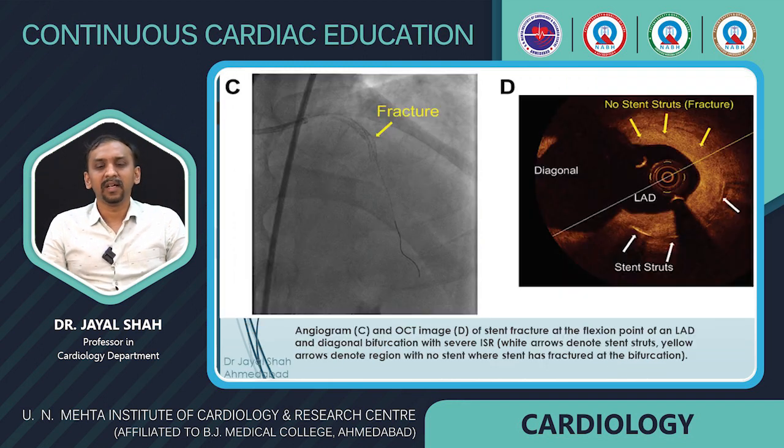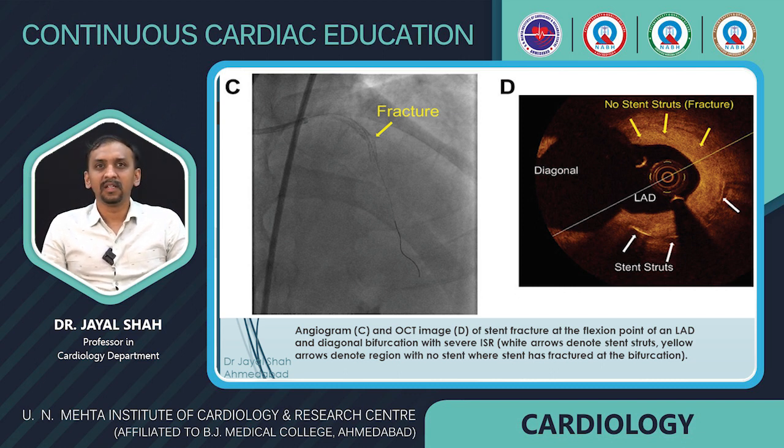This is a typical angiogram of a patient with a stent fracture. On the left side, we can appreciate the fracture in the middle portion of the stent, which leads to two broken segments of the stent.